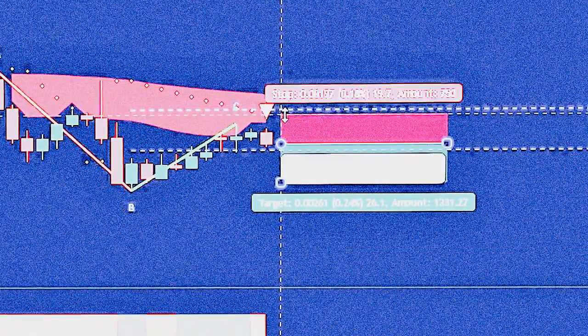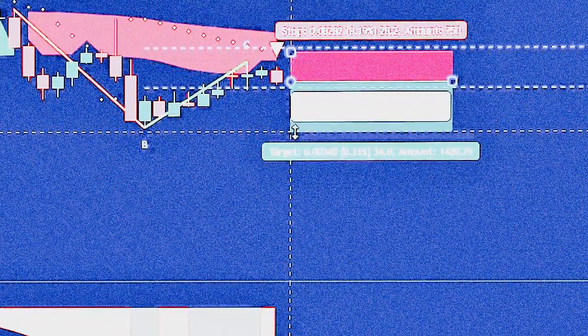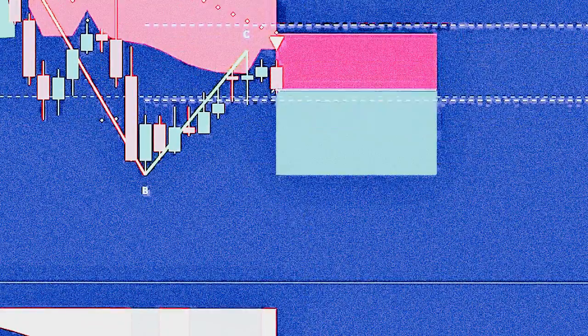We will be placing the stop loss at the recent swing high. For the take profit, we will be targeting a 1.5 times risk to reward ratio. Now let's see how the trade plays out.